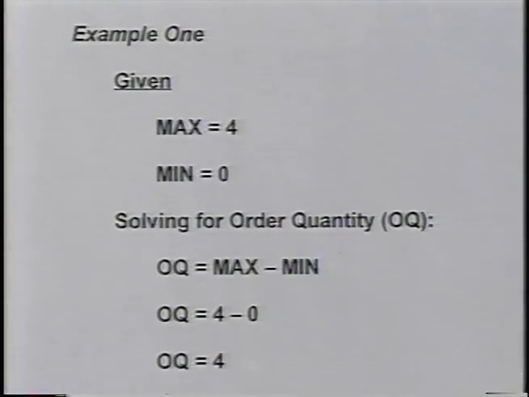Now, continuing on page 11H, we have an illustration of the min-max system where the minimum is 0. And again, we're showing the max and a min. We're solving, so again, we're indicating what the formula is. Order quantity is equal to max minus the min. We insert the data elements, and we come up with the order quantity to be 4.